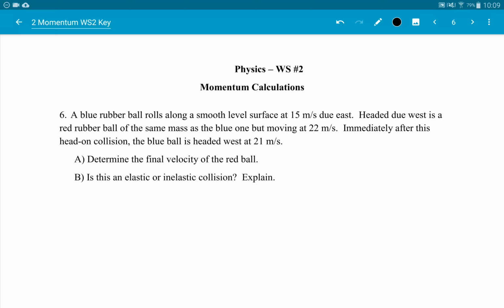Welcome back. We're in momentum on worksheet 2, problem number 6. A blue rubber ball rolls along a small level surface at 15 meters per second due east. Headed due west is a red rubber ball of the same mass as the blue one, but moving at 22 meters per second. Immediately after the head-on collision, the blue ball is headed west at 21 meters per second.